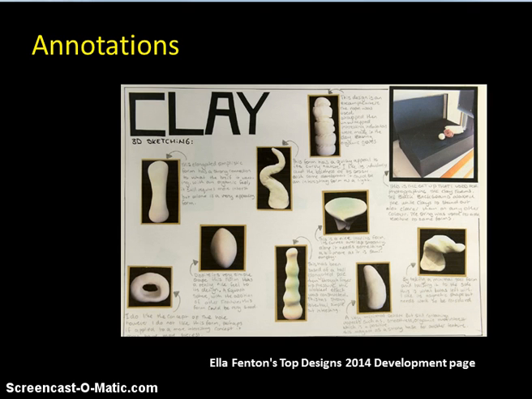So let's have a look at annotations. As explained earlier in Unit 3, all your development work during the design process needs to be annotated. Ideally, annotations are handwritten. However, they can be typed if that's appropriate at the time, such as those you've done on Pinterest, and some of you have typed them up on Word, and that's fine.